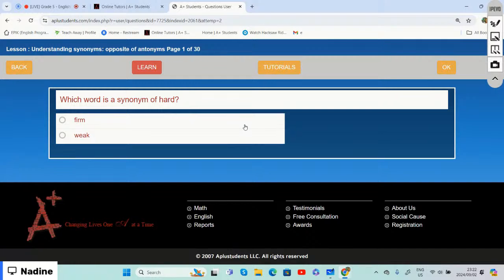We now need to say which word is the synonym of hard. Which word is a synonym of hard? Is it option one, firm, or option two, weak? The word that is the same as hard.